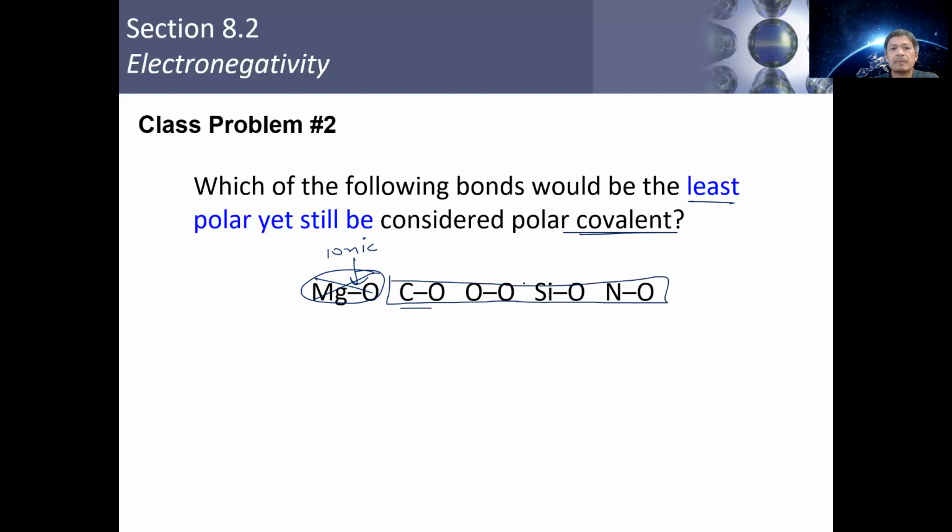Now, if we're trying to find the least polar yet still a polar covalent bond, oxygen can't be an option here because that would be a non-polar bond. The question asks about the least polar, and that's not going to be a completely non-polar bond. And so with that said, based on the 3 that are left over, the two elements that are closest to each other, nitrogen and oxygen, would be the least polar of the bonds. Okay, so we kind of go back to what we did in the previous problem and use that to help. Okay, so there's our answer.